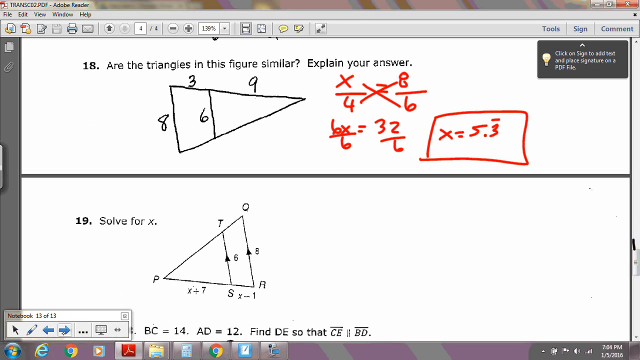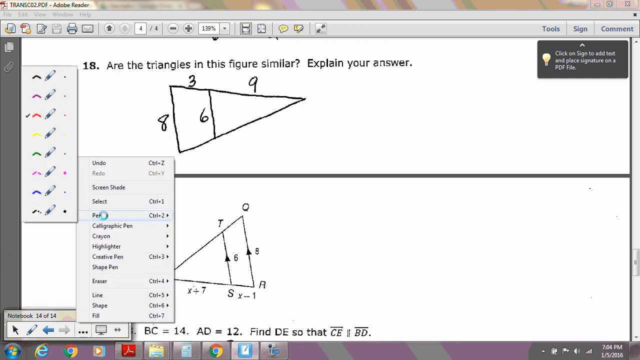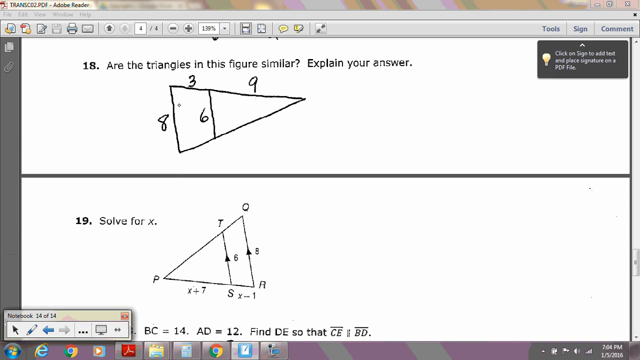And number 18 states, are the triangles in the figure similar? Explain your reason. So in order to be similar, one, we would need to know if these lines are parallel. So we would need to have arrows right here first. So we cannot assume they're similar if those aren't parallel.